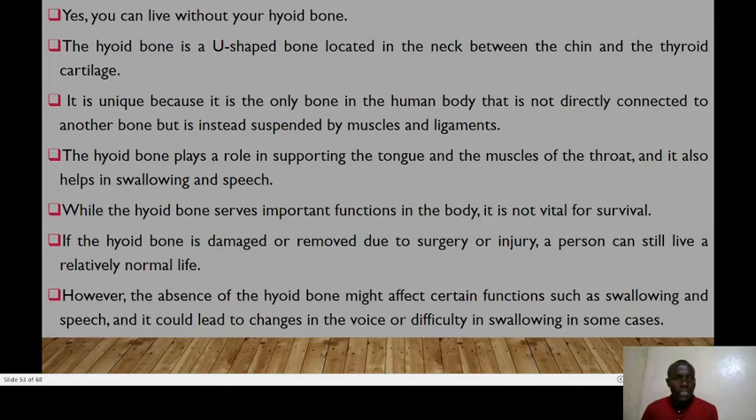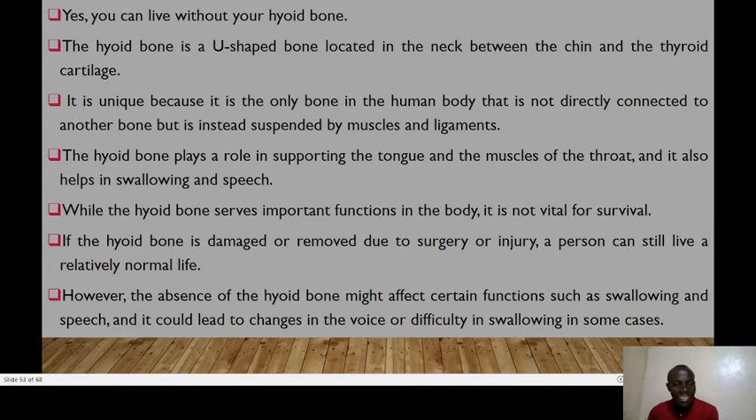The hyoid bone is a U-shaped bone located in the neck between the chin and the thyroid cartilage. It's unique because it's the only bone in the human body that is not directly connected to another bone, but instead suspended by muscles and ligaments. The hyoid bone plays a role in supporting the tongue and the muscles of the throat, and it also helps in swallowing and speech. While the hyoid bone serves important functions of the body, it's not vital for survival.